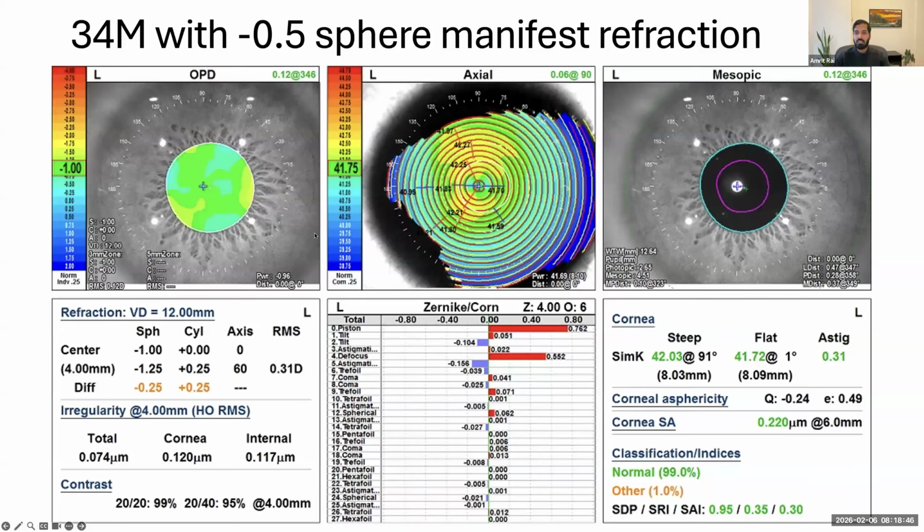And this piston is just a contaminant. But again, we don't need to worry about piston and tilt because these are not true aberrations. Overall, this aberration profile is quite good with minimal higher order aberrations. If this was a patient that we were thinking of getting ready for cataract surgery, I would be happy to consider any type of lens for this patient.